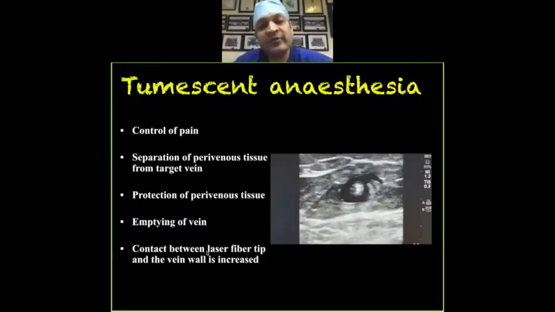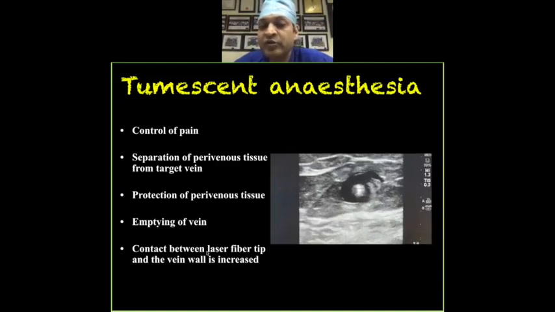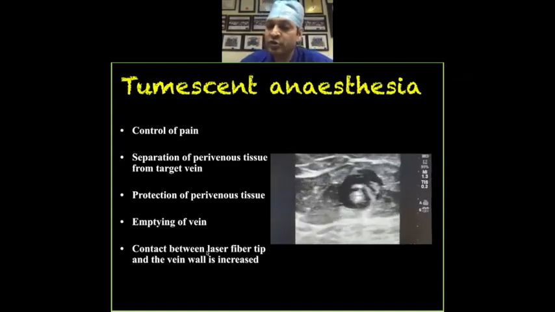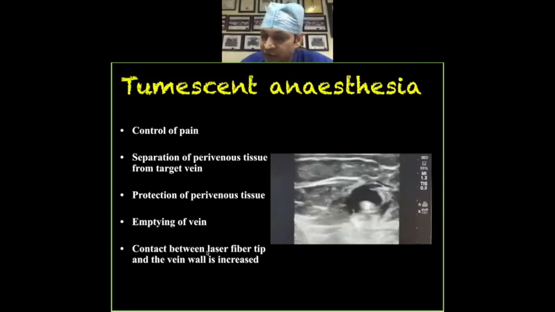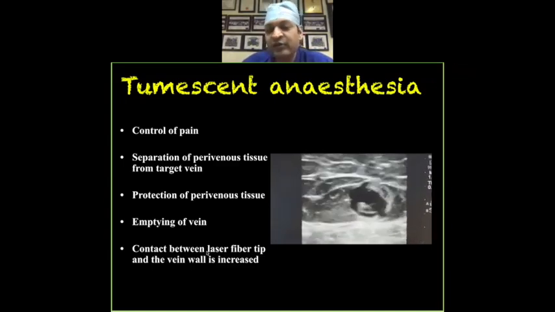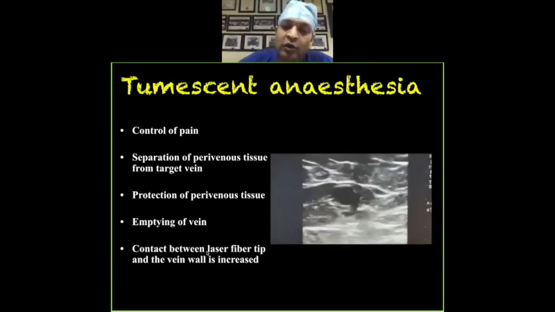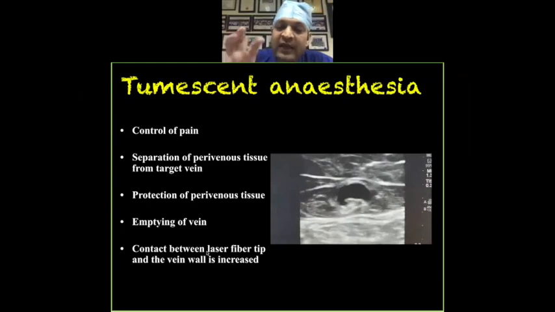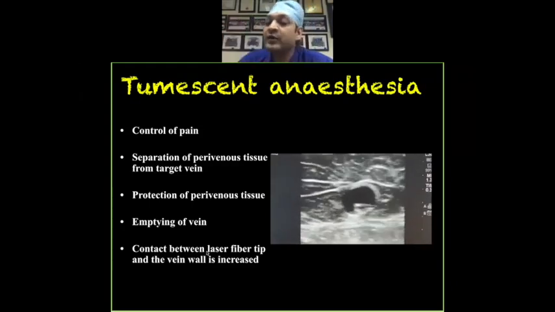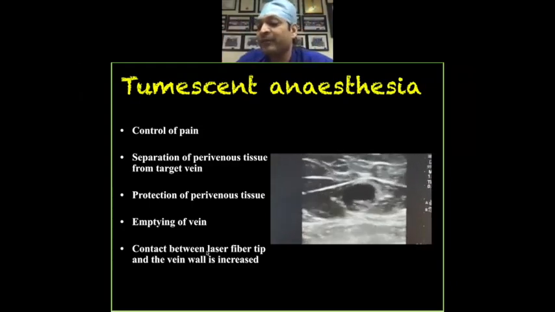Coming to tumescent anesthesia, it is given to control the pain, to separate the perivenous tissues, to protect the perivenous tissues, to empty the vein of blood, and it also improves the contact between the fiber tip and the vein wall. And when you give the tumescent anesthesia, it should be all around the vein. So in the center, you can see the white colored thing. So that's a vein with a little fiber, and it should form this black colored hollow around the vein. So that is considered to be a good anesthesia. If you give a good anesthesia, it should be like this.